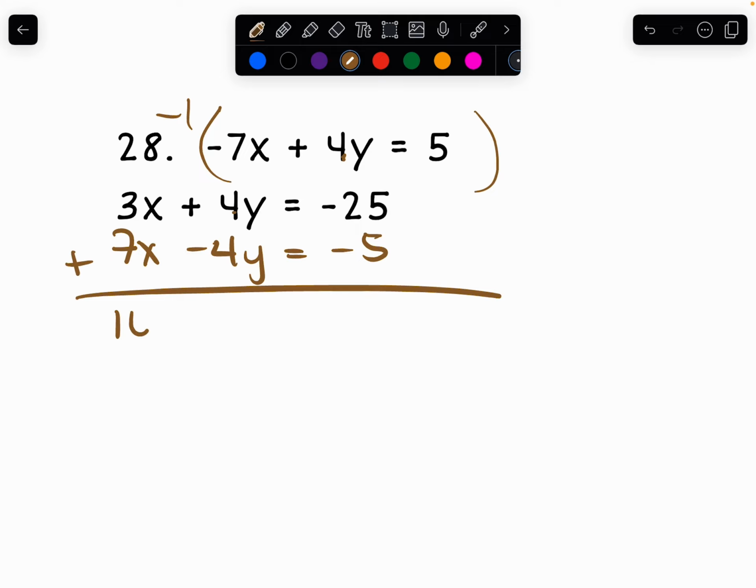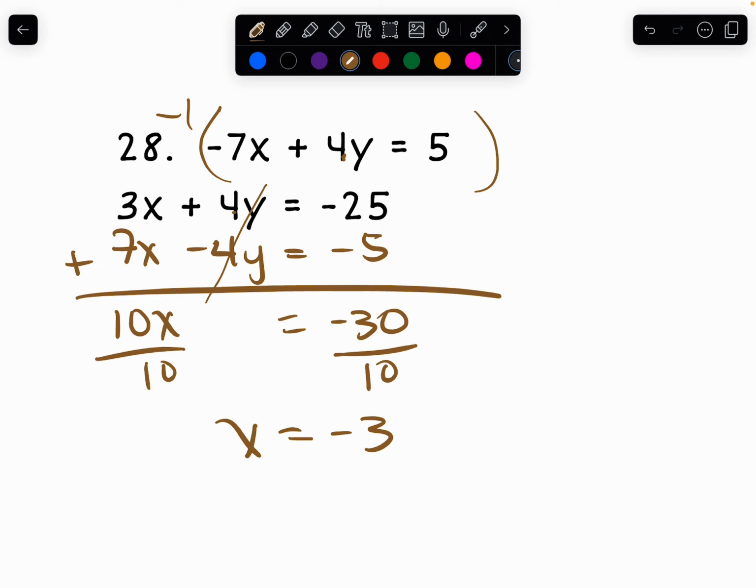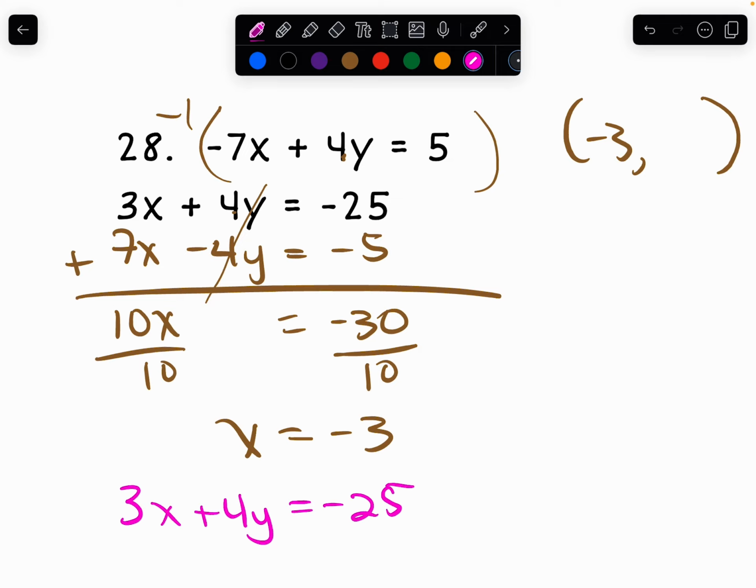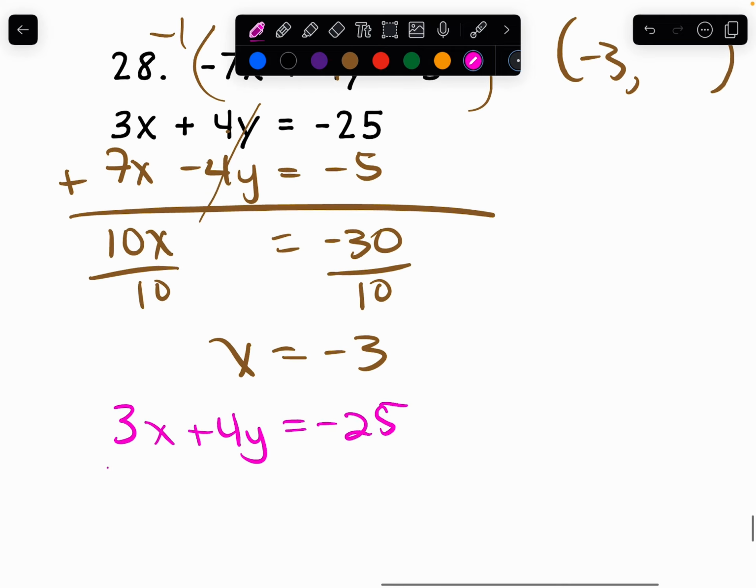Add straight down, I get 10x. These cancel each other out, negative 30. Divide by 10, x equals negative 3. Then I plug it back into one of the 2 original equations. I'm going to take the second one because the coefficient of x is positive. That's the only reason I did it. So I'm going to replace x with negative 3.